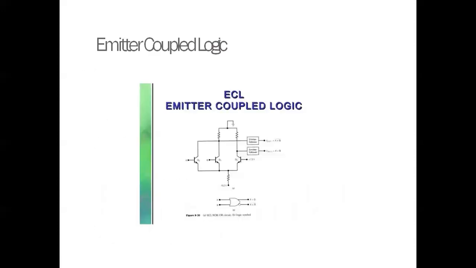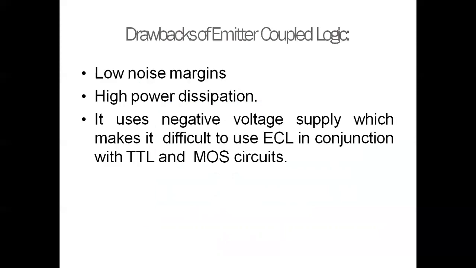Now this is a diagram of emitter coupled logic in which Q1, Q2, Q3 transistors are there, in which we can say coupled emitters are used. Now drawbacks of ECL: low noise margin, high power dissipation, and it uses a negative voltage supply, which makes it difficult to use ECL in conjunction with TTL and MOS circuits. It is difficult to embed in the system.